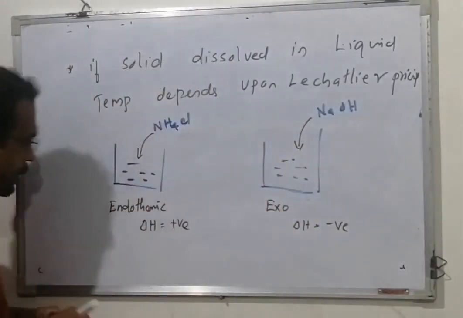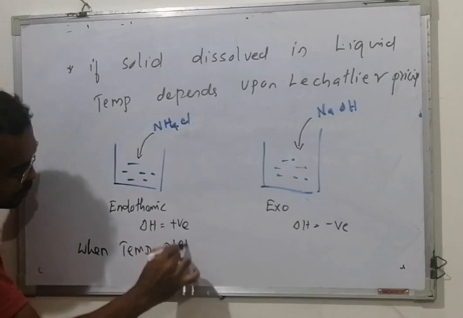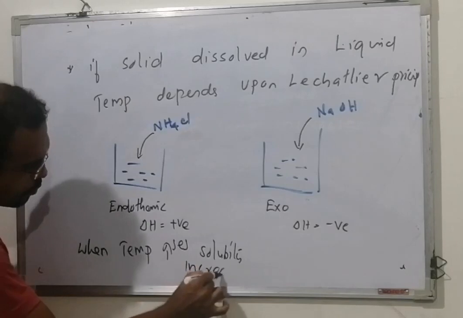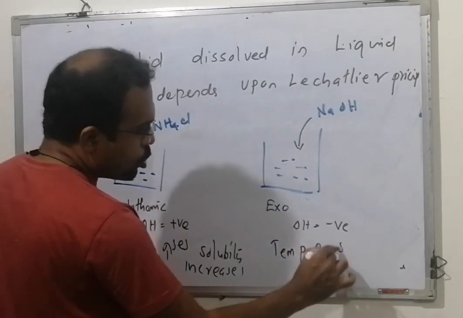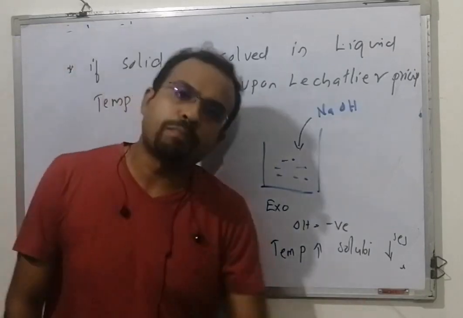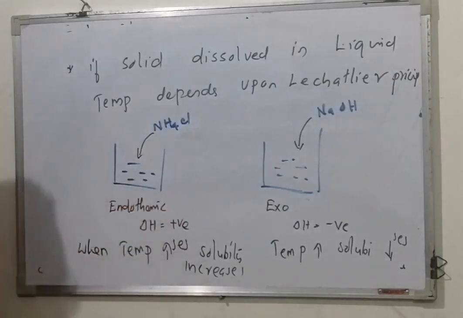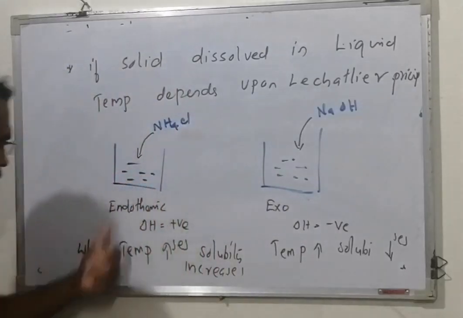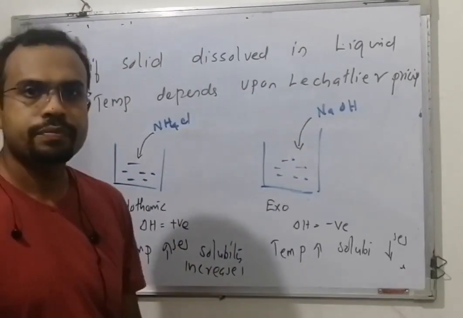Okay, in this case, when temperature increases, solubility increases. But here temperature increases, solubility decreases. Particularly at the saturation point. Therefore, please note down this point. Very, very important. In the case of exothermic, temperature increases, solubility decreases. In the case of endothermic, temperature increases, solubility increases. Le Chatelier principle. Okay.